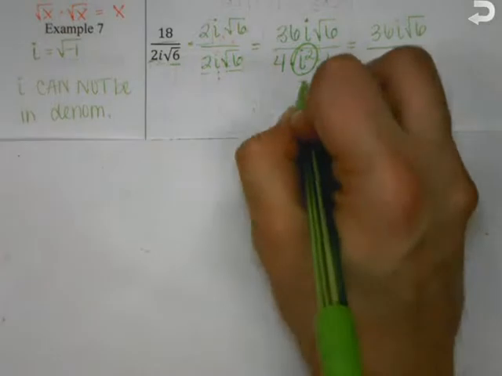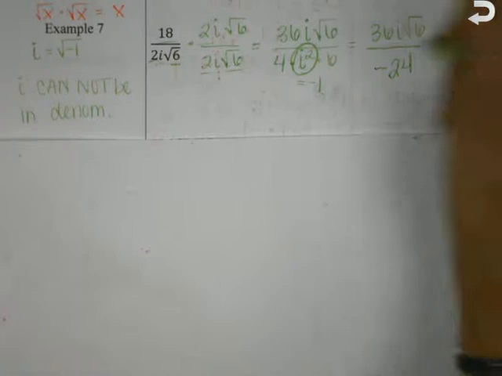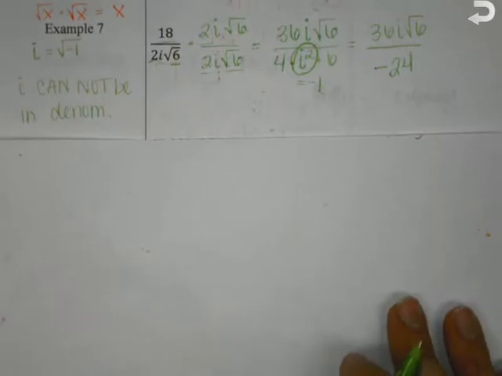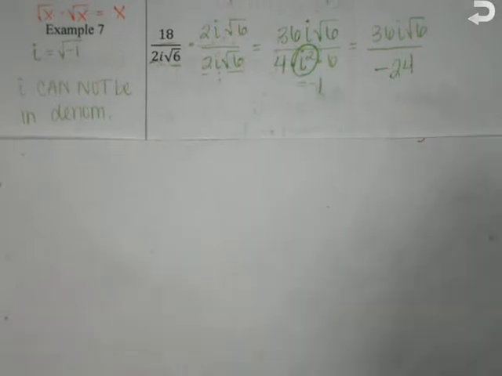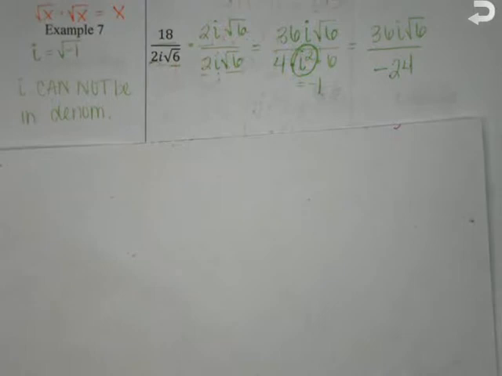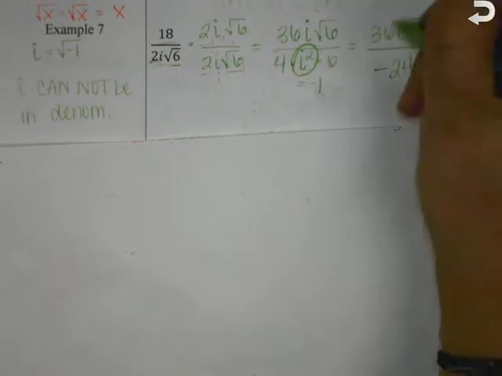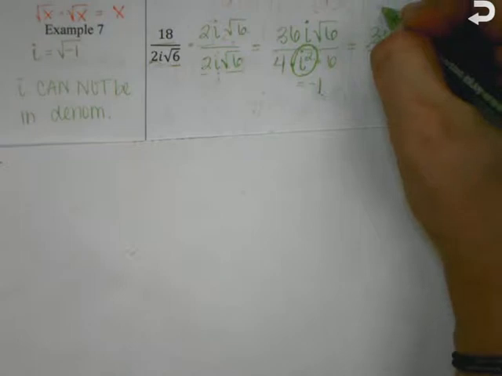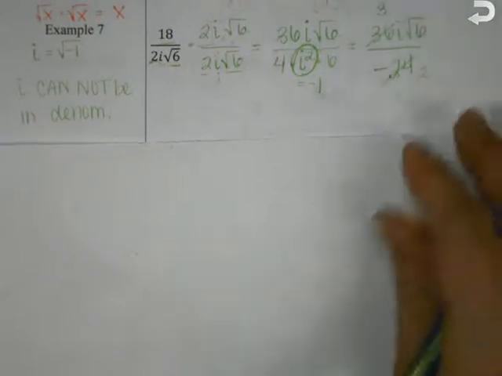So we just multiplied all three of these things together. Can I reduce it all? Mm-hmm. 6 goes into both of these. Anything bigger? 12. 12 goes into 36 3 times, and 12 goes into -24 twice. So that gives me an answer of -3I root 6 on top, all over 2.